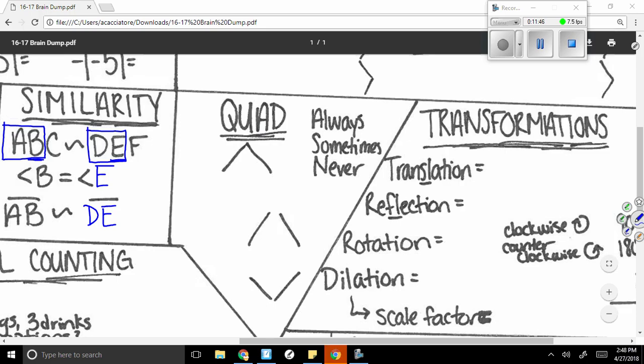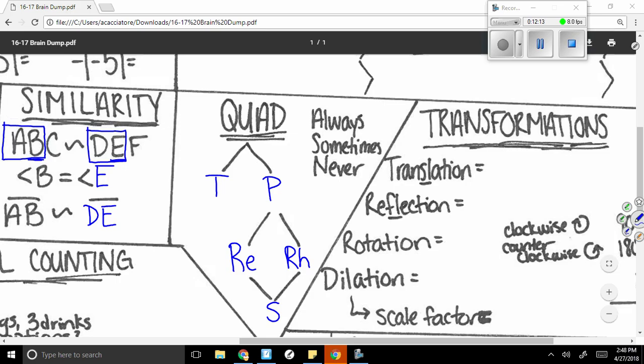Remember, quadrilaterals, if you have one set of parallel lines, that's a trapezoid. Two sets is a parallelogram. Once we have a parallelogram, we can break it down even farther. Maybe it has 4 right angles, which makes it a rectangle, or maybe it has 4 equal sides, which would make it a rhombus. And if it happened to have 4 right angles and 4 equal sides, that would make it a square.